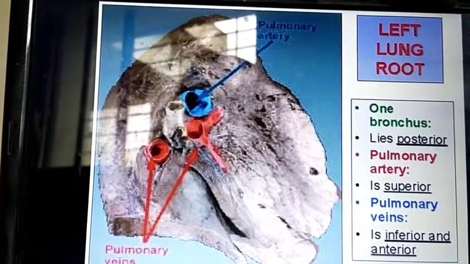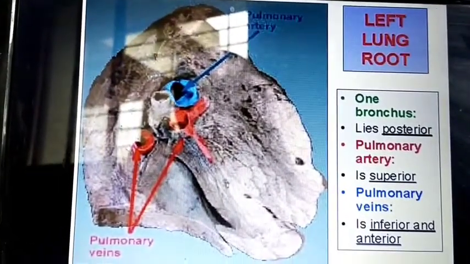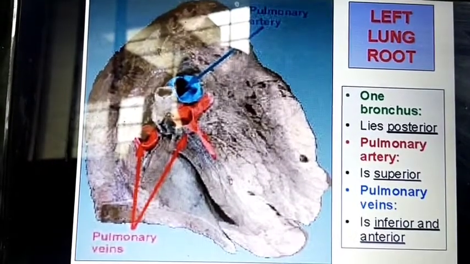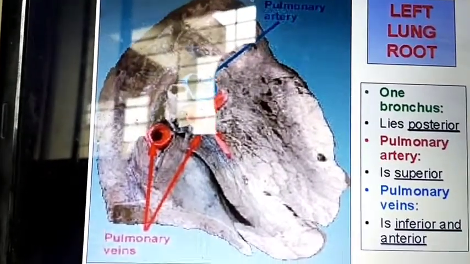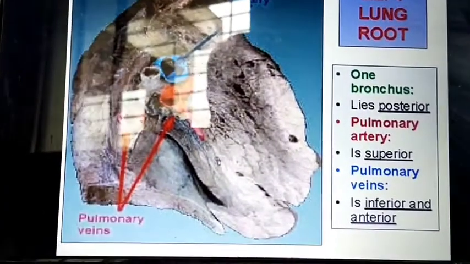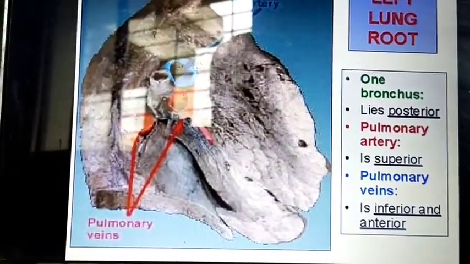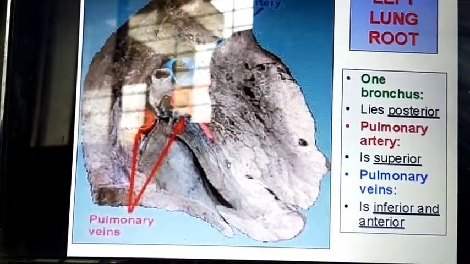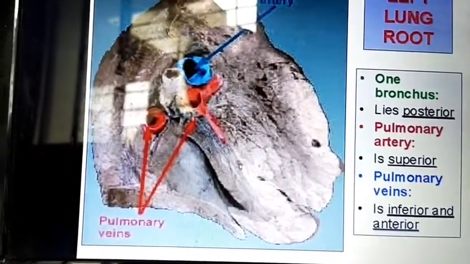On the left lung root, there is only one bronchus, which lies posteriorly, but on the right there are two bronchi. The pulmonary artery is superior, and the pulmonary vein is inferior and anterior.